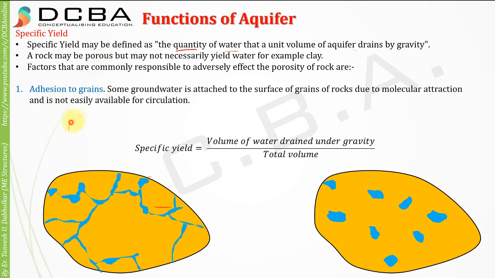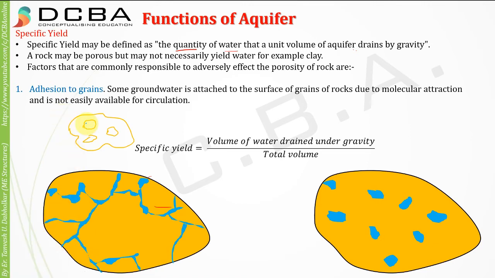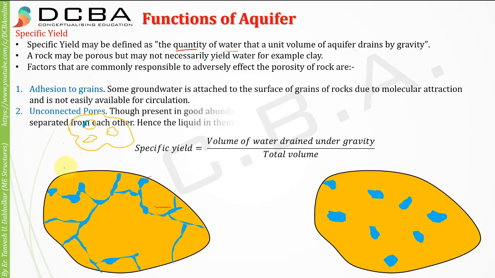For example, let us consider this to be a rock, and there is a void inside. Okay, there are certain voids inside these rocks. I am just magnifying it, and let us say that there is some water inside this pore, but it is adhered to the walls of those voids. So because of the molecular attraction or because of some other cohesive forces, this water may not be drained under the influence of gravity, right? So this will affect the porosity of the rock and subsequently the specific yield as well.